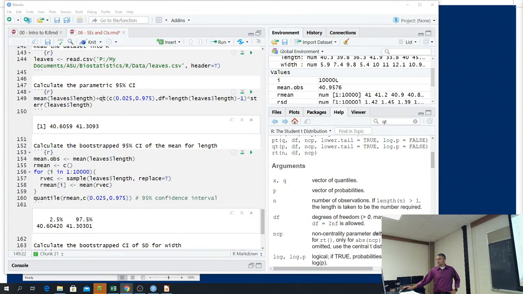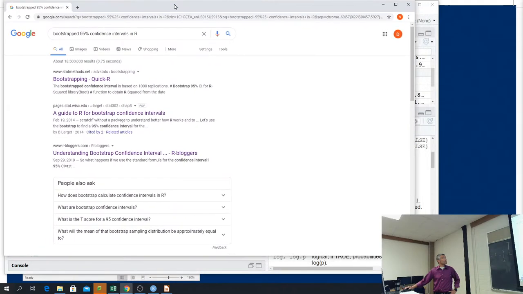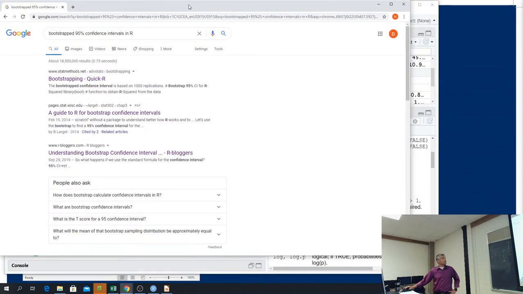How useful is Google with this? So I did a search, bootstrap 95% confidence intervals in R. You get a lot of this. Quick R is very useful. R bloggers, very useful. They do a lot of demonstrations. But here's the issue.